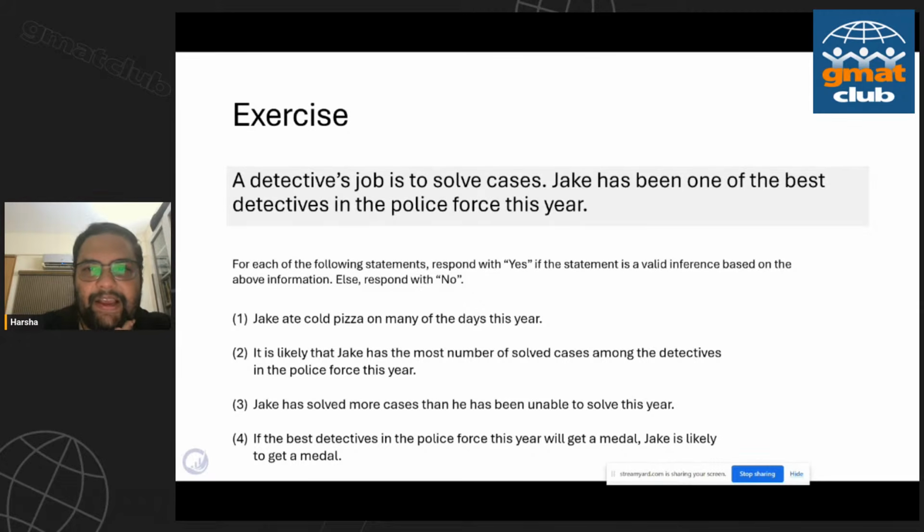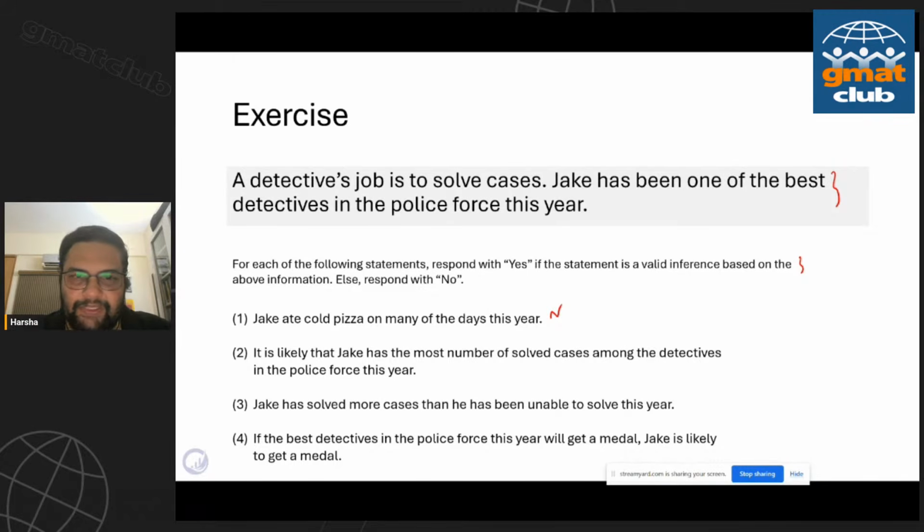Let's discuss. Again, the passage is the same. You guys would have observed that. The question is the same. Let's just go to the statements. Now, the first one is very easy to reject. It's what we call a completely irrelevant choice. Has nothing to do with this. So I'm sure all of you have rejected this. Some of you said yes for statement 2. It is likely that Jake has the most number of solved cases among the detectives in the police force this year.